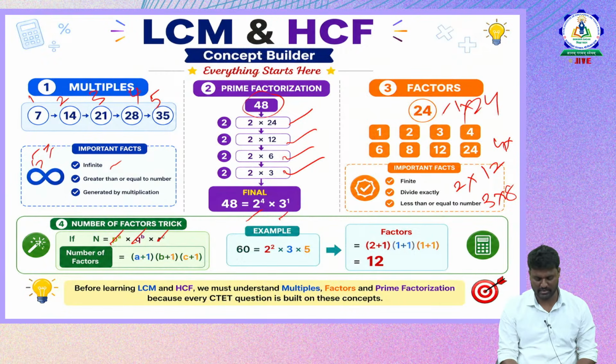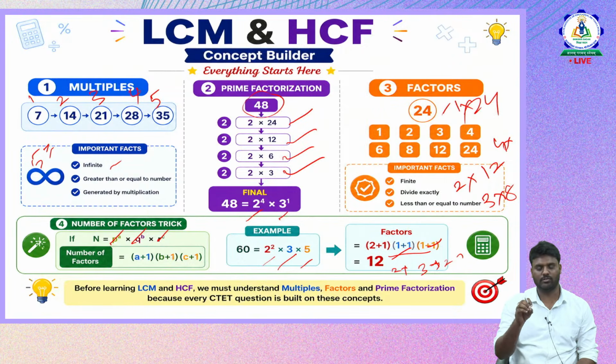Okay, so for example, let us see 60. They have given 60 as 2 to the power of 2, 3 to the power of 1, 5 to the power of 1. How many factors can there be for 60? Here the powers are 2, 1 and 1, so we get 2 plus 1, 1 plus 1, 1 plus 1. That is 3 into 2 into 2, so the total will be 12. That means the number 60 has 12 factors.